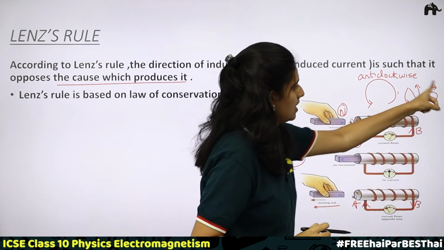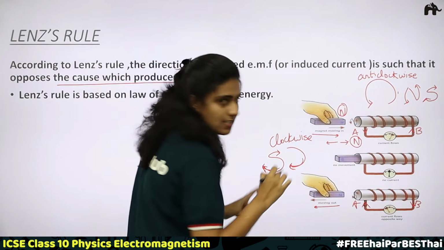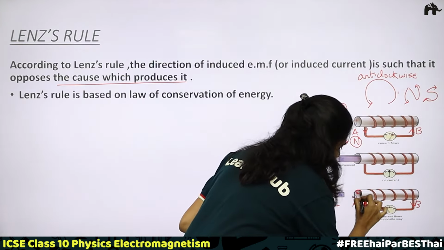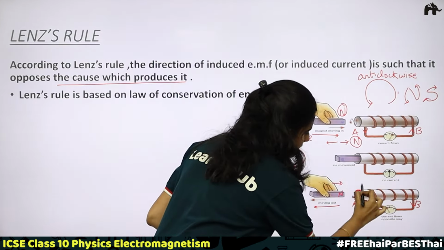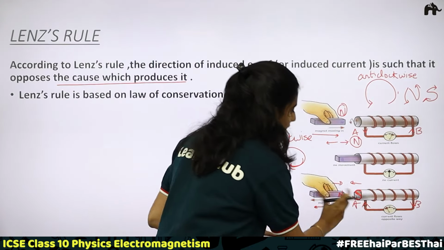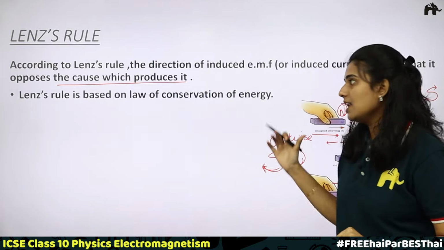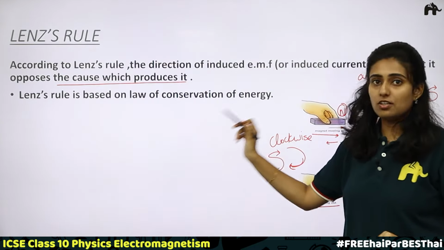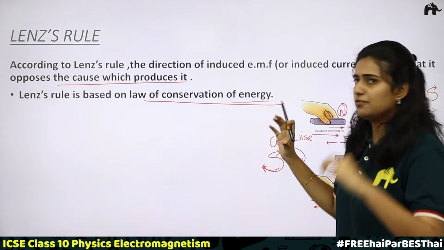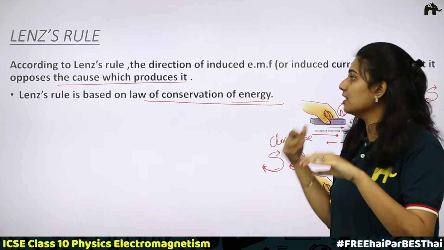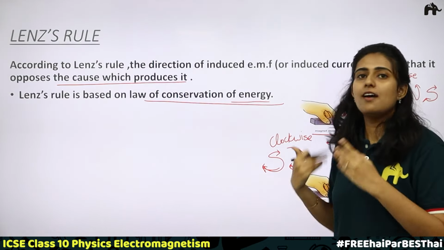Clockwise means you can see south is similar to clockwise. This way it is south, which means this end will act as south. Here we have north. When you are moving the magnet out, the chance is for attraction, which means it is again opposing. The cause is being opposed. So the statement gives us Lenz's rule, and this Lenz's rule is always based on the law of conservation of energy. Just remember this: if you are moving the magnet in one direction, the induced current will be produced in the opposite direction. That is, the cause is being opposed.